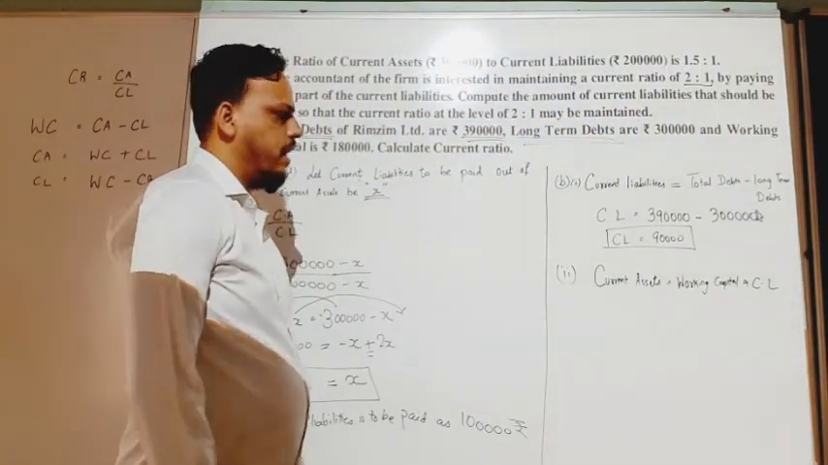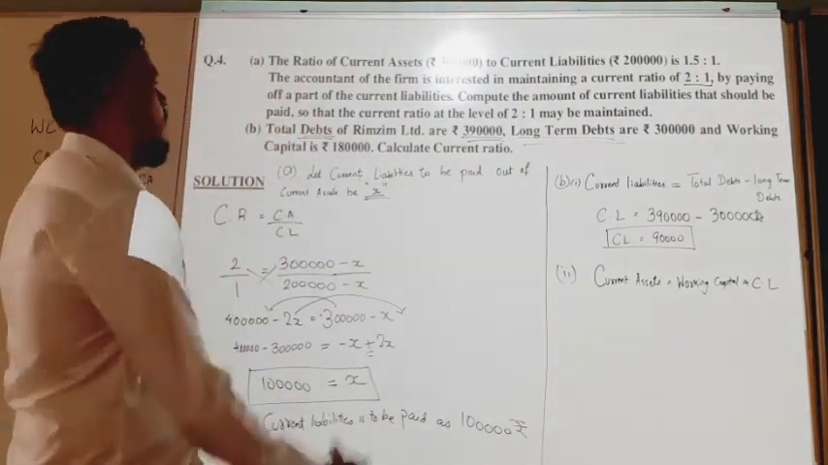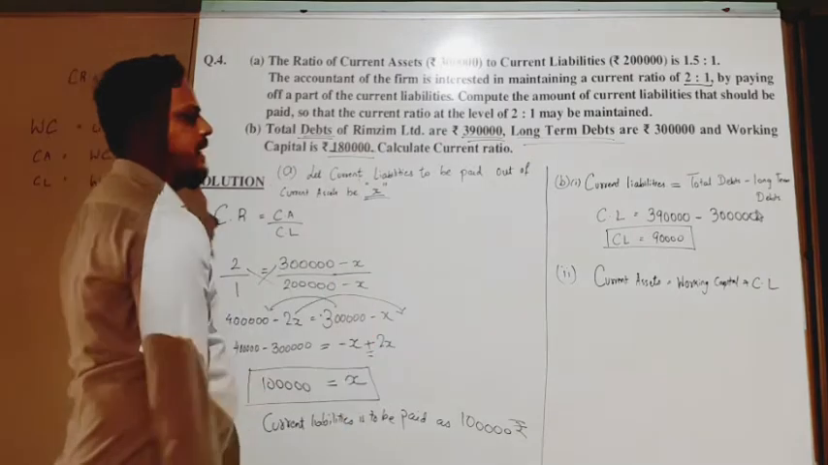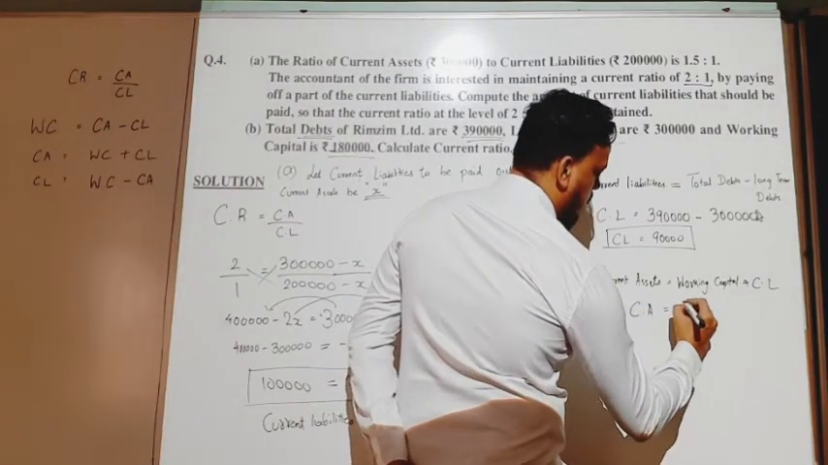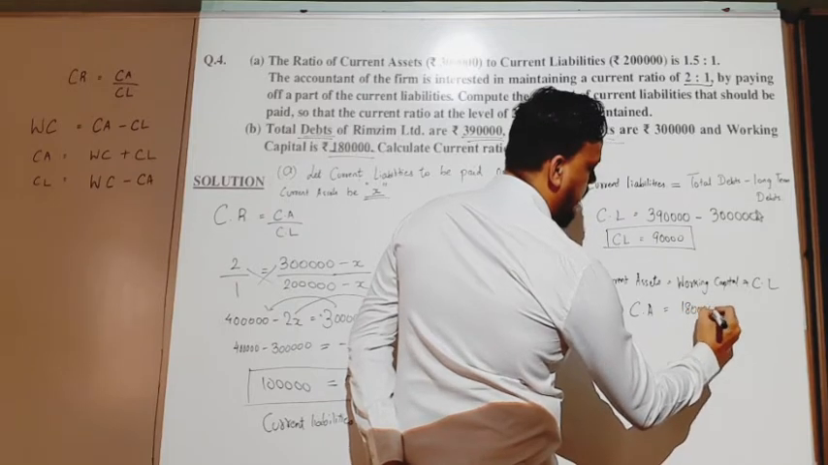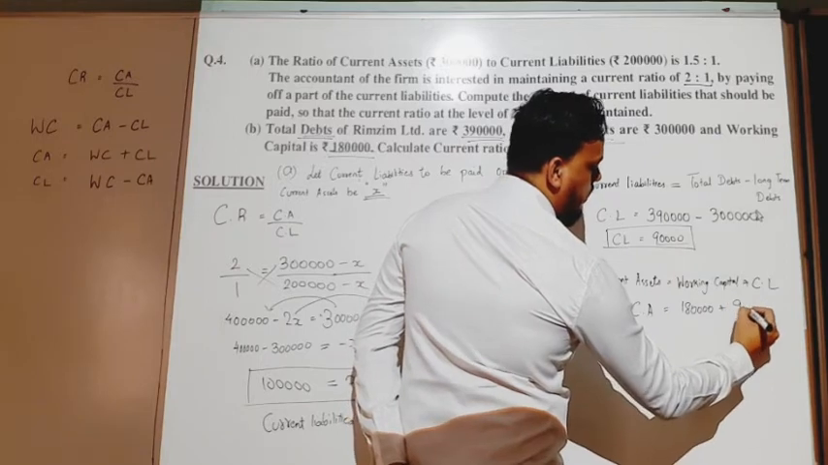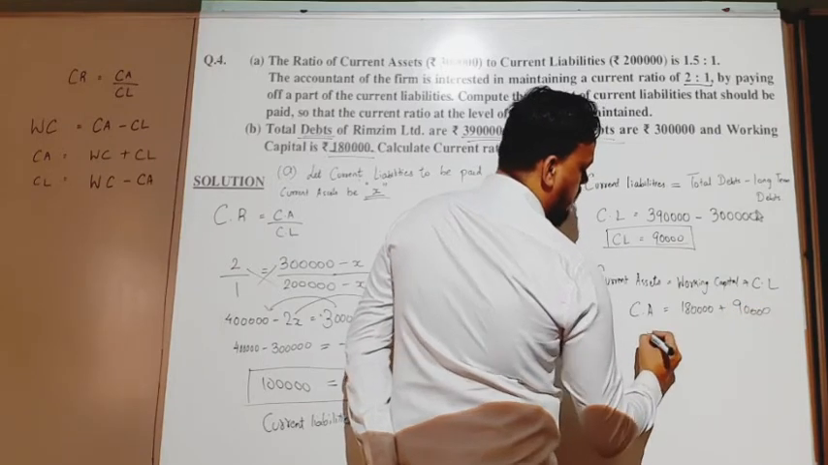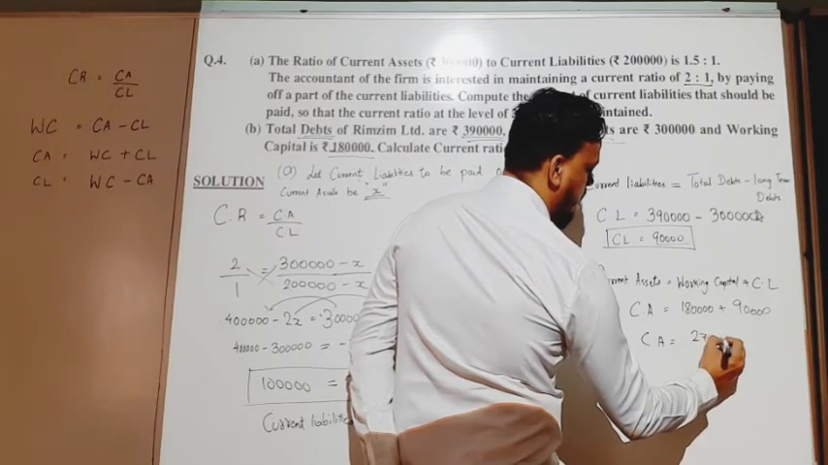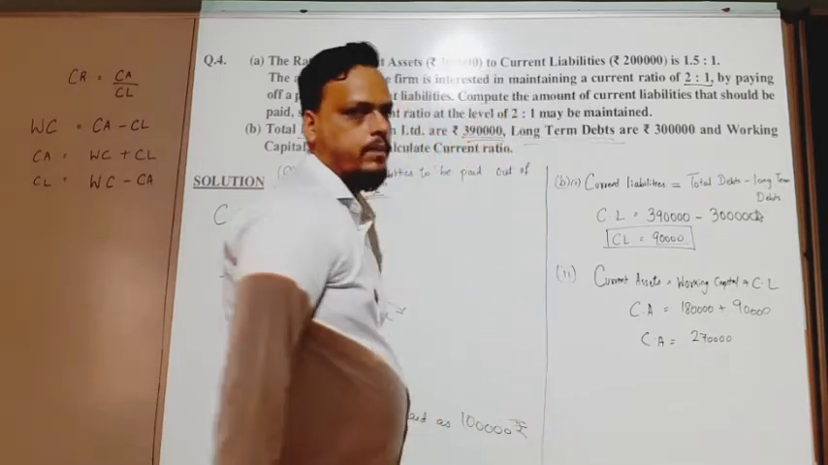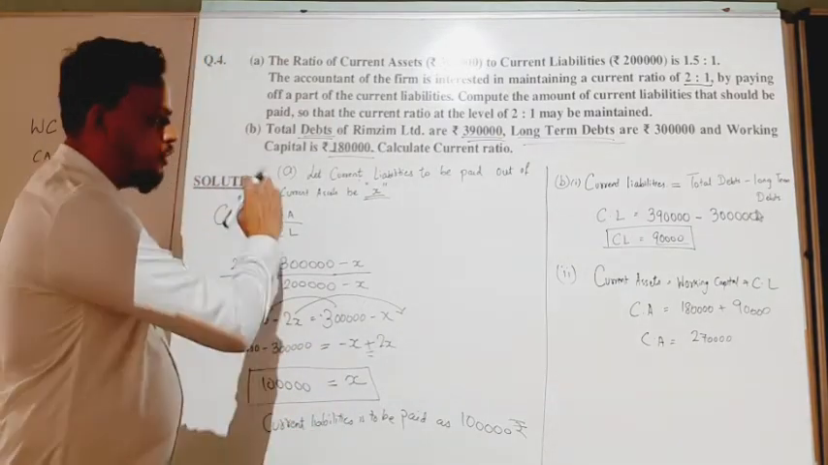Okay, we have to find exactly current assets, but working capital is also given in the question. Working capital is 1,80,000. So I am writing current assets is equal to 1,80,000 plus we have found liability as 90,000. So current assets will be 2,70,000. Okay, this much has been done from the question given.